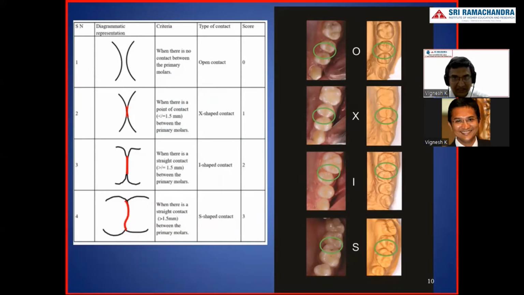demonstration of the contact. And we've also shown you study casts and pictorial photographic representation of the OXIS classification. So you can see that the O type means that there is space between the interproximal contact. X basically means that there is a point contact, and I means that there's a straight contact of about 1.5 millimeters or more, whereas S implies that there's a curved contact which is greater than 1.5 millimeters.